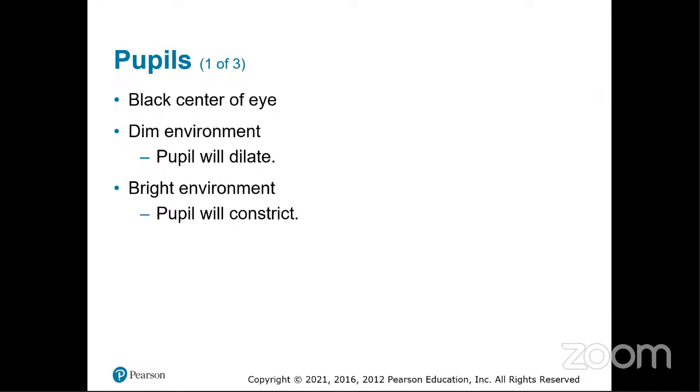So the pupils, we're going to look at these. In a dim environment, the pupil is going to dilate. Does dilate mean to open or close? Open. Okay, so it's going to open. It's going to try and let in as much light as it can to hit the back of the retina, so that it can stimulate as many nerves to see as well as it could. In a bright environment, it's going to constrict. It's going to try and limit that so it doesn't cause damage to the retina in the back of the eye.